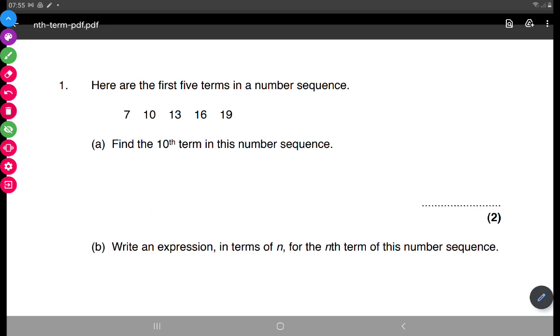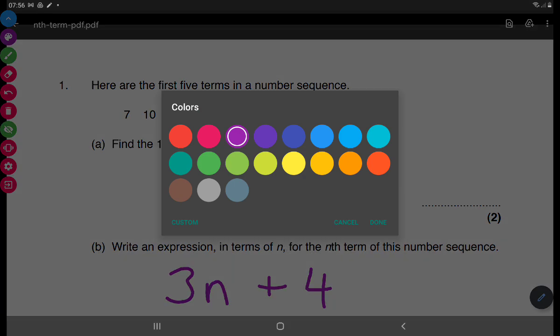Excellent. So I think we found our expression. 3, because it's going up by 3 each time. N, representing the position of the number in the sequence. And then when we multiplied it by 3, we had to add another 4 to get the number in the sequence. So, back to the original. Question B is done. Find a green tick.